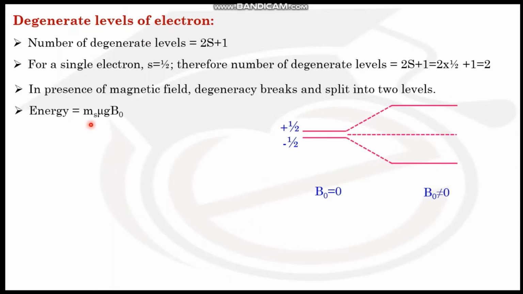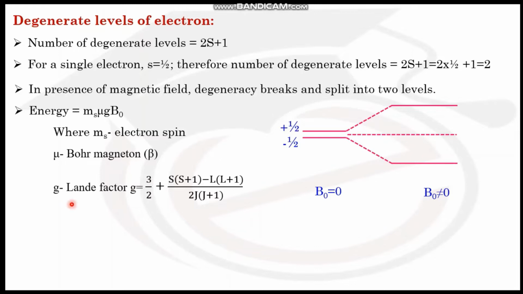The energy we can write as ms mu g B0, where ms represents the electron spin, and mu represents the Bohr magneton. In some textbooks it is represented by beta, so don't be confused by mu or beta; it is the Bohr magneton. Another factor is g, which is known as the Landé factor. We can find the Landé factor: its value is 3 by 2 plus S into S plus 1 minus L into L plus 1, divided by 2 into J into J plus 1. For an electron, the g value is approximately equal to 2. It is not exactly 2; it has some deviation.